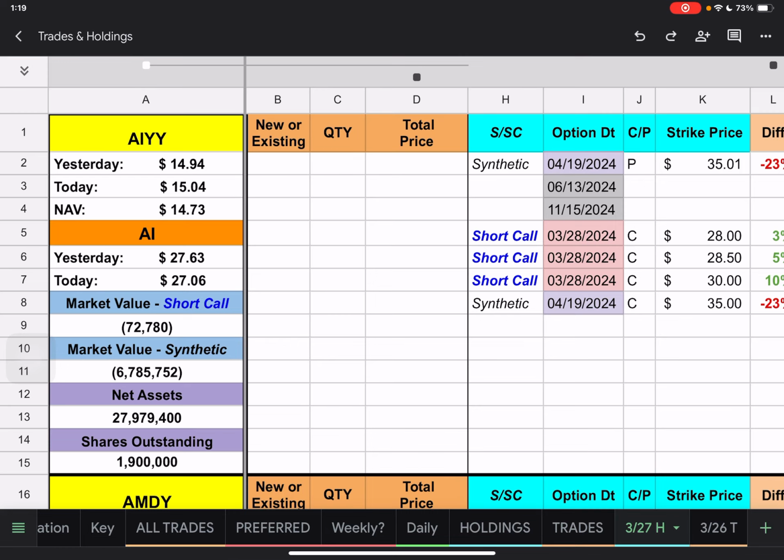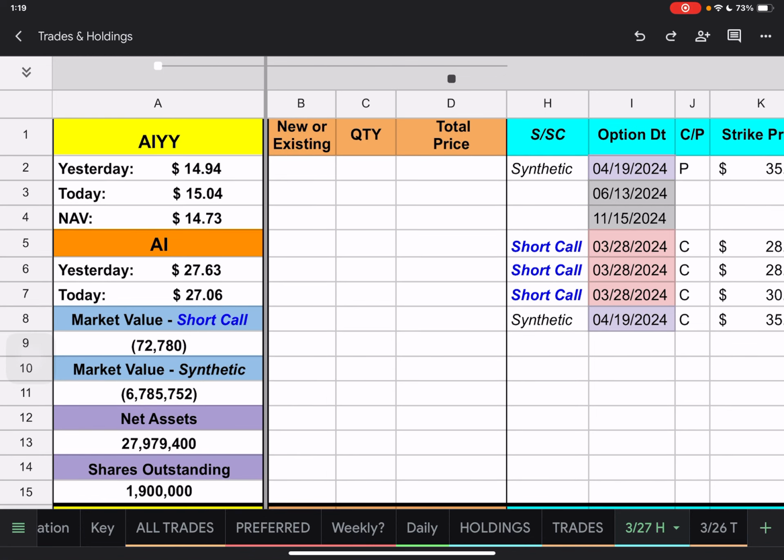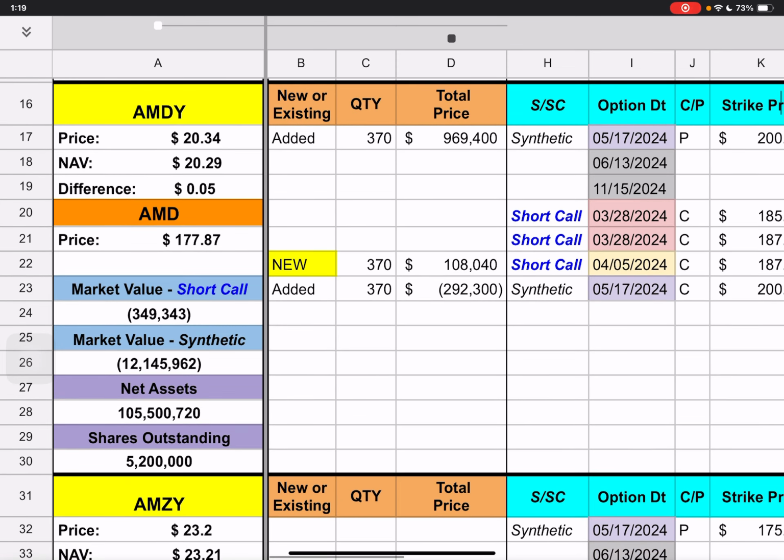Okay, here we go. So AIYY. I'll zoom in a little bit there. I changed something here, so let me know what you think. If you ever pay any attention to what's on the left, since I've started this, at the top I've had price, NAV, and the difference. And then I've had the stock price. The bottom has changed a little bit, but I ended up doing that on the bottom because I had more space. So I was like, oh, I can break out the market value by short call and synthetic, which we may or may not need at this point. But then I've always had the net assets and outstanding shares there, which y'all may or may not care about.